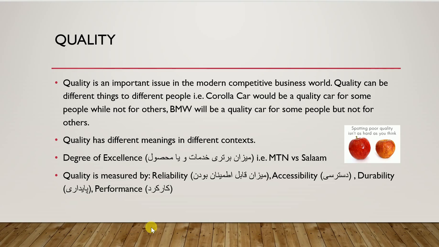We can say that degree of excellence, or the level of superiority of a service or product, is one element of quality. How can we measure quality, how good a product is? For example, if you are an MTN subscriber versus Salam, MTN has coverage in more than 30 provinces in Afghanistan, but Salam has coverage in only 6 or 7 provinces, and MTN offers good quality services. So the degree of excellence: MTN has more excellence in quality services over Salam.